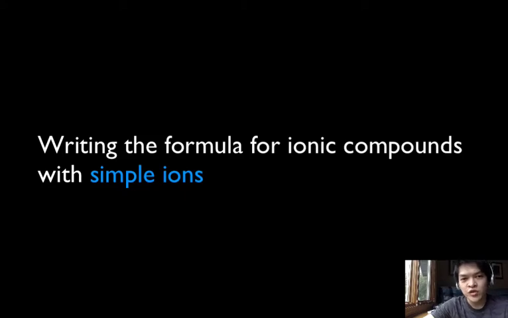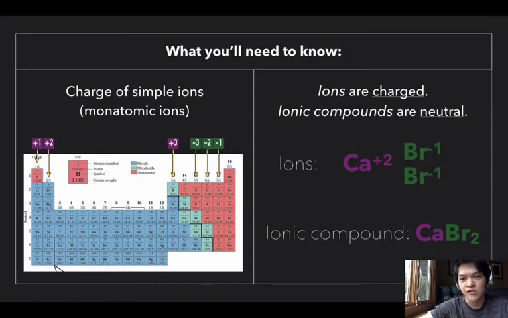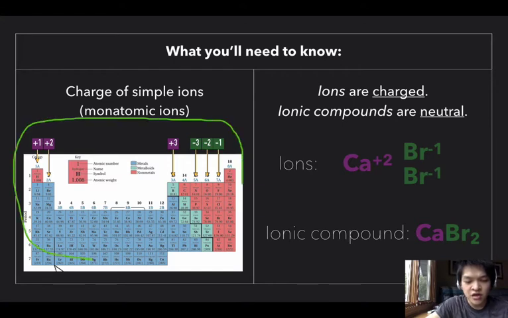In this video, we're going to be looking at how to write the chemical formula of ionic compounds that just contain simple ions or monatomic ions. So what we need to know is that on the periodic table, we have these elements, and these elements tend to form ions with these charges. Recall that the charges are kind of listed right here. It's not really listed, you just have to remember them.